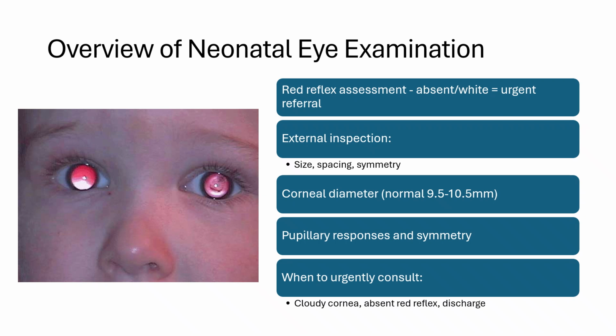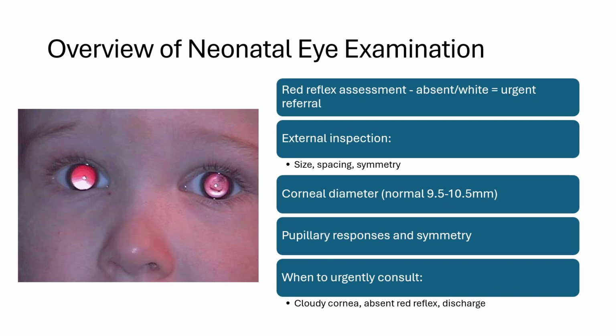Corneal diameter measurement distinguishes normal variation from pathology. Normal ranges from 9.5 to 10.5 millimeters. Enlarged corneas greater than 12 millimeters suggest congenital glaucoma. These babies present with tearing, photophobia, and the classic ox-eye appearance. Small corneas under 9 millimeters indicate microphthalmia requiring genetic evaluation.